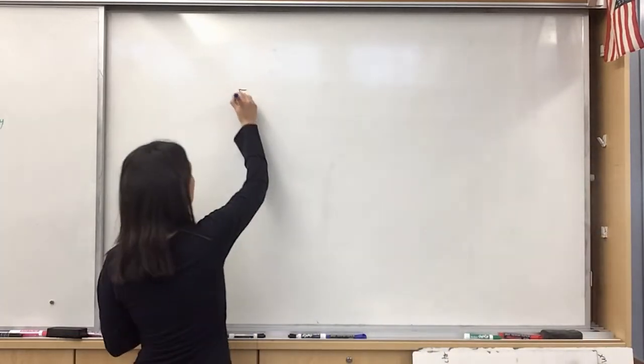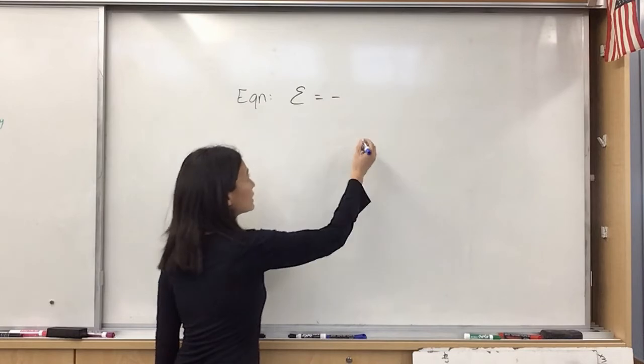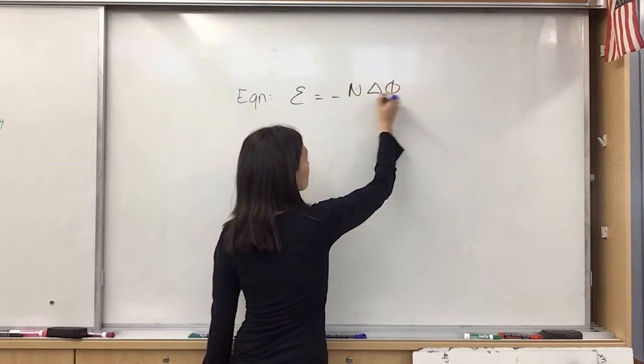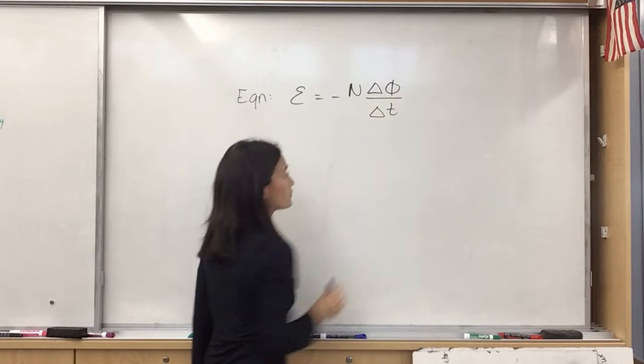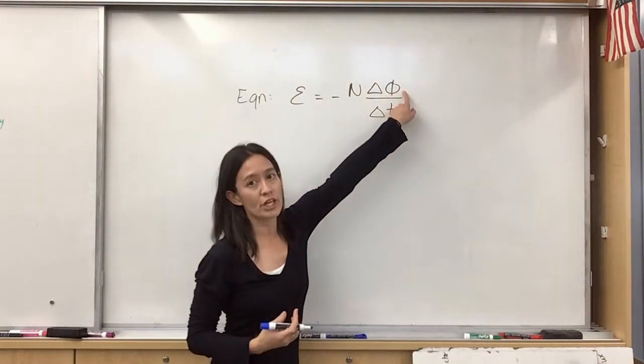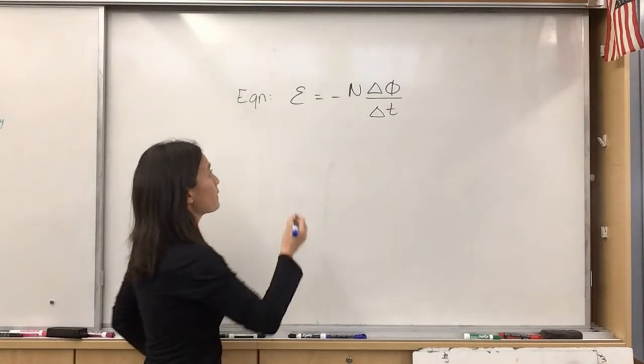The equation for induced EMF is that epsilon is equal to negative n times change in magnetic flux over change in time. And you're like, oh, that doesn't look so complicated. But remember, there's an equation for flux. So let's go through that. This kind of expands out.